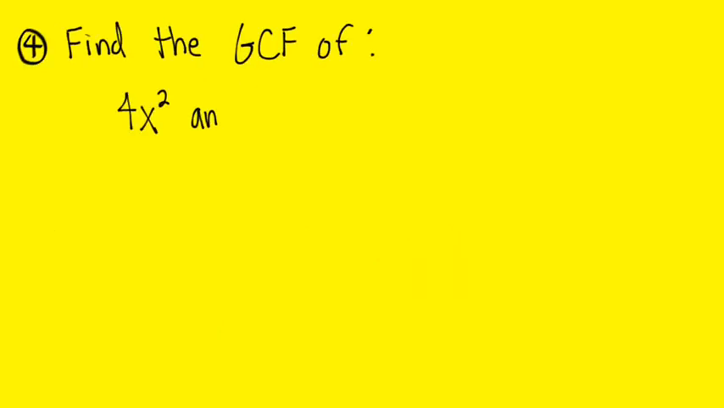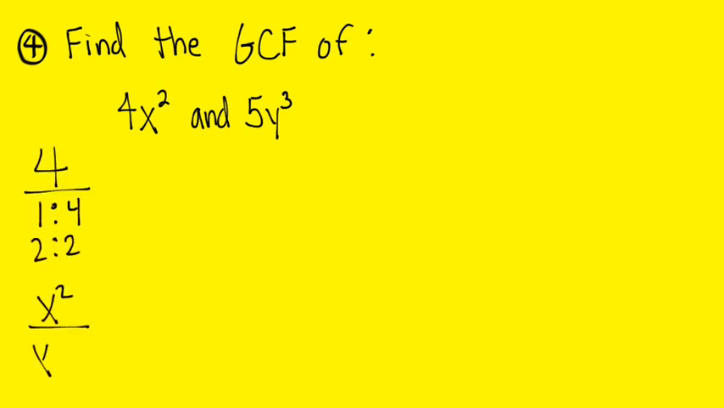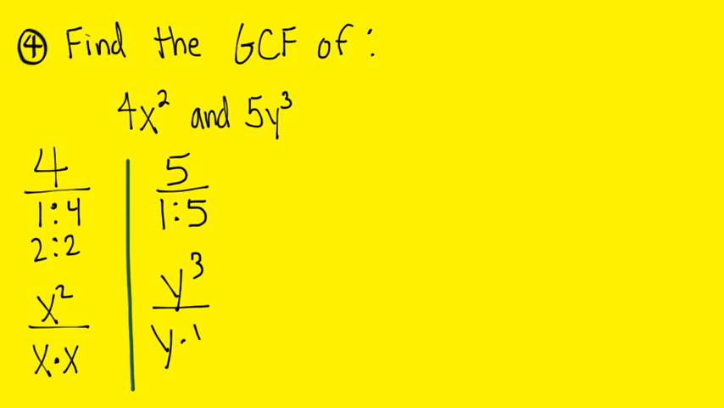So let's find the greatest common factor of these two, right? What would be the greatest common factor between 4 and 5? Yeah, these are prime numbers, so it would only be 1. And neither of them have x's and y's, so we know that the greatest common factor is literally just going to be 1, right?